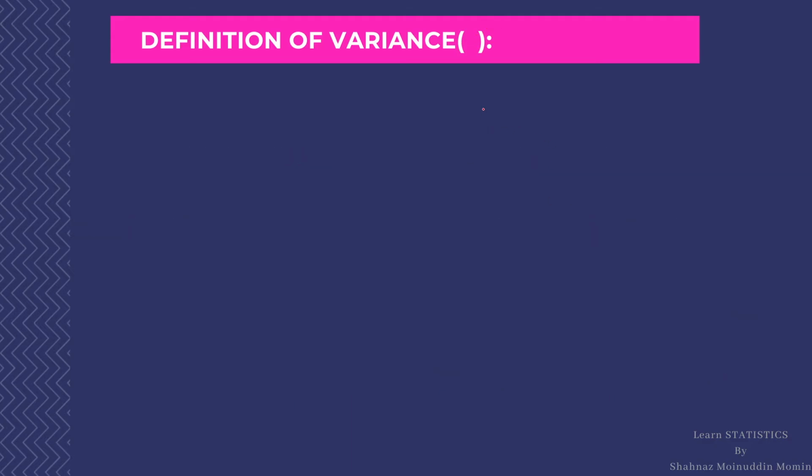Similarly, for the discrete data, variance is also written as V of x. Variance of x is sigma square. It is 1 upon n summation f into x minus x bar square. This is the formula for discrete data, and after simplification it becomes 1 upon n summation f into x square minus x bar square.